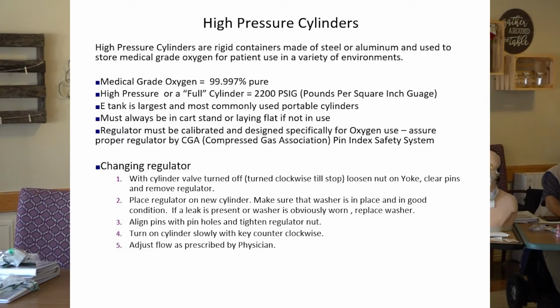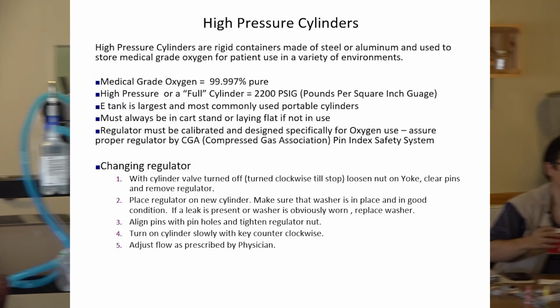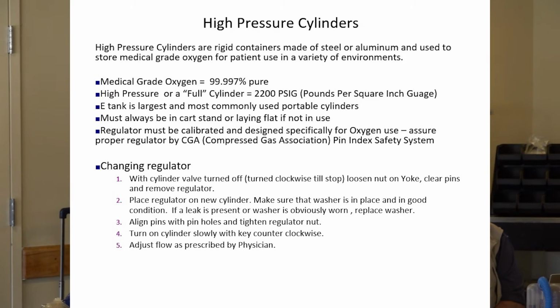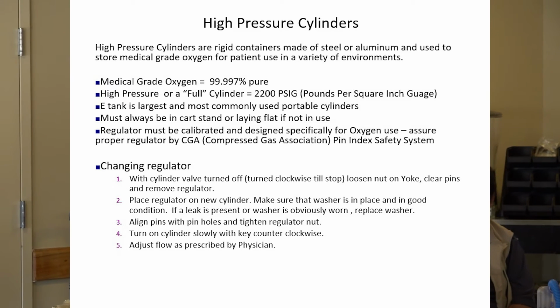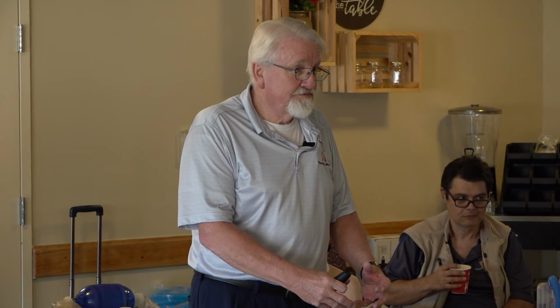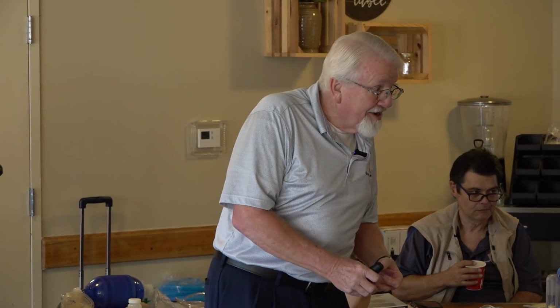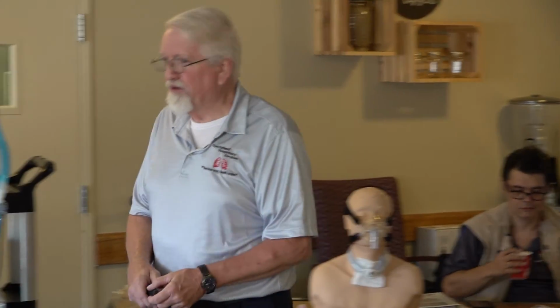High pressure cylinders, your E and H cylinders, you just use the little ones, and do all of them have the handle with the built-in regulators? What kind do you use here? You don't know? You guys use cylinders here? Okay. Do they have the built-in regulator, or do you actually have to put the regulator on it? We have to put the regulator on. You have to put the regulator on it. Okay, cool.